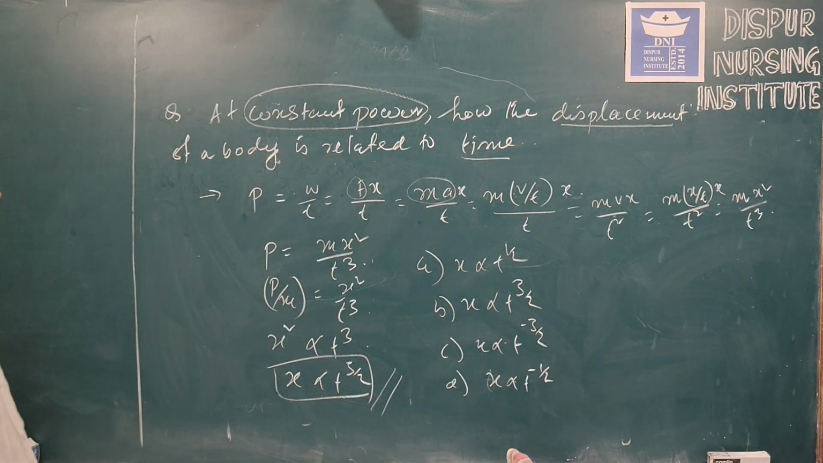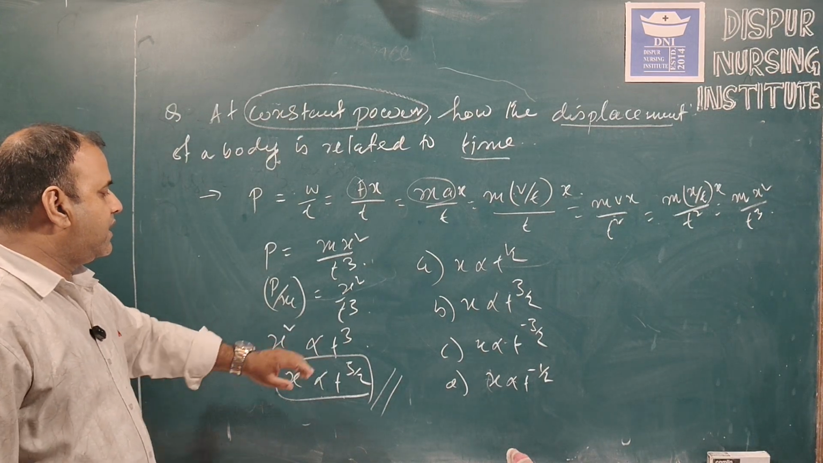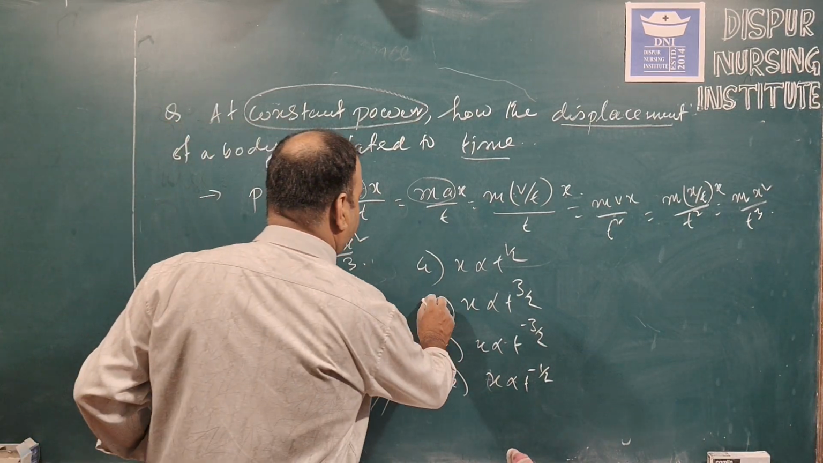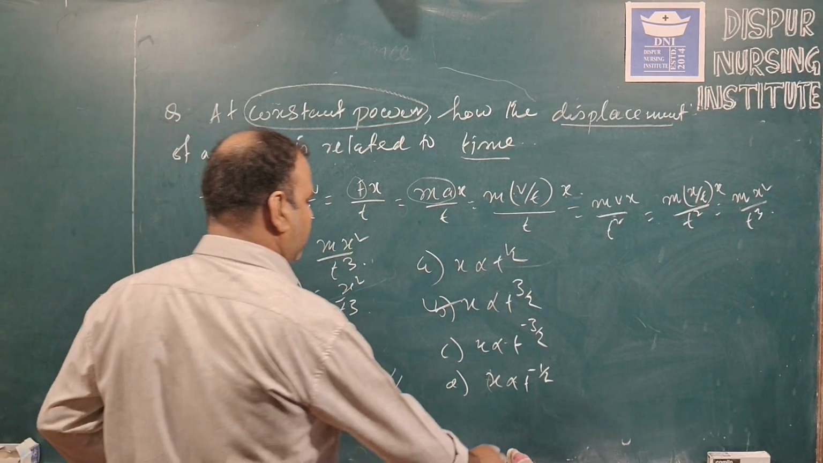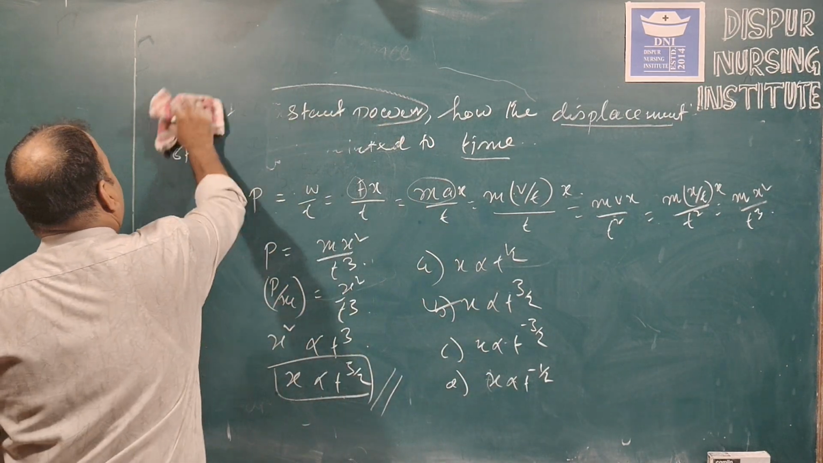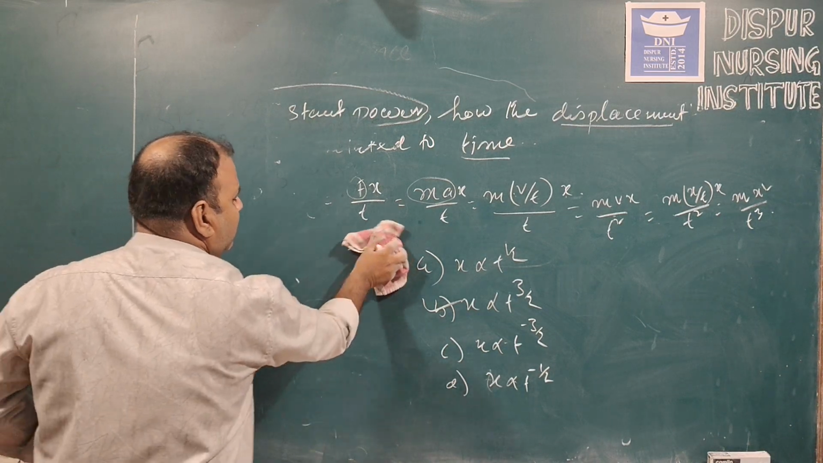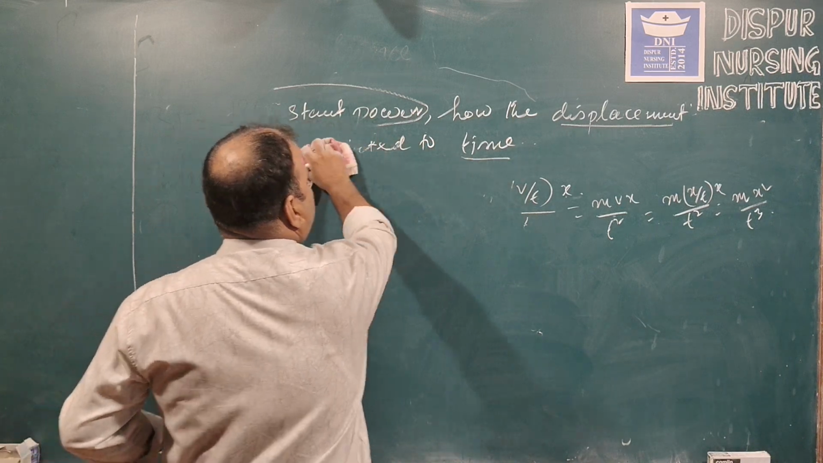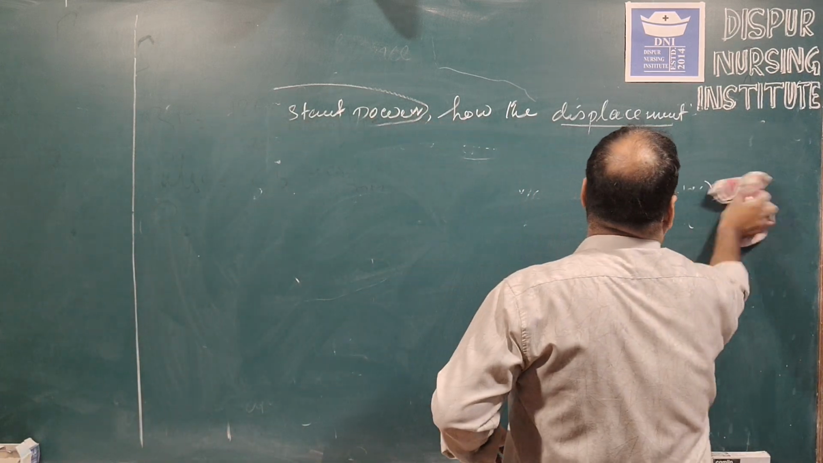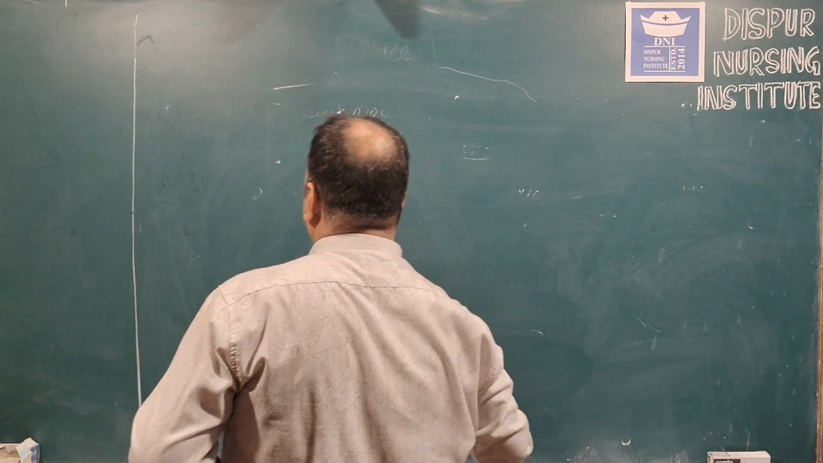So in this way the options will be given, and after solving the numerical problem you can easily write the correct option. So it will be x directly proportional to t to the power 3 by 2. Next you see, when we are talking about work, energy, power, there is one formula I told you, that is, how power is related with this.